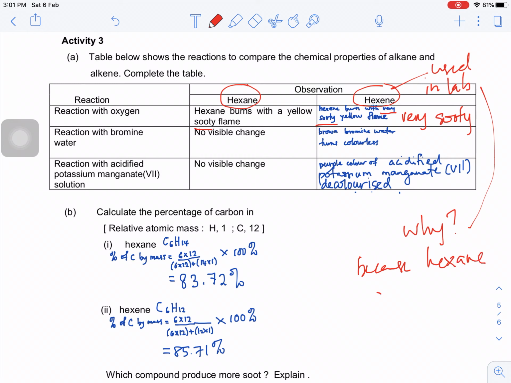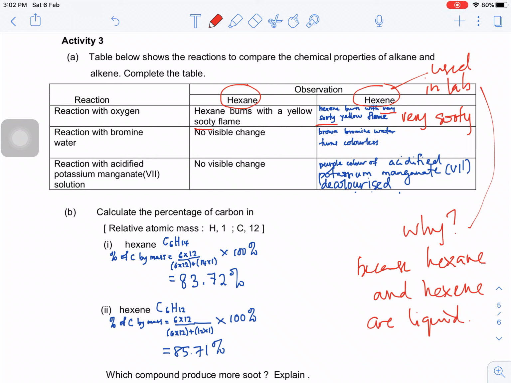hexane and hexene are liquid. Kita tak boleh guna ethene atau propene because both of it is gas at room temperature. So not easy to handle. So normally to compare, we use hexane and hexene.